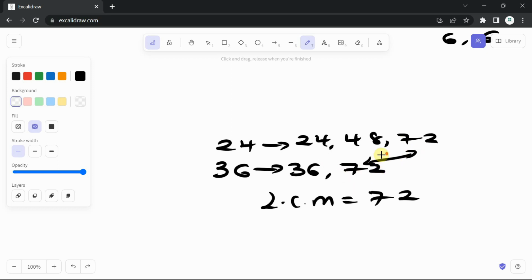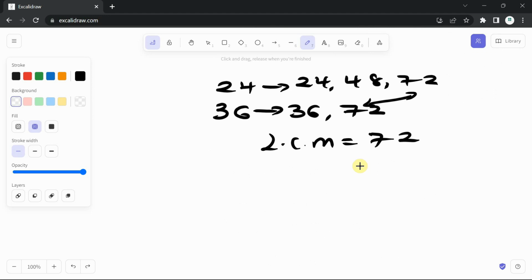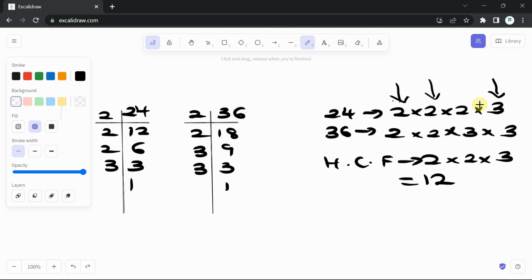And like I said, in this previous method, it could get very, very long. You could be dealing with very large numbers. So this method might be good for very small numbers, but when the numbers become very large, it is no longer effective. So how can we get the LCM from this? In 24, how many 2's do we have? We have three 2's. And in 36, how many 2's do we have? We have two 2's.